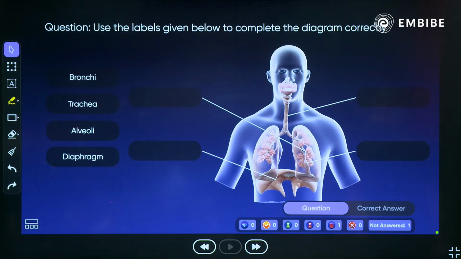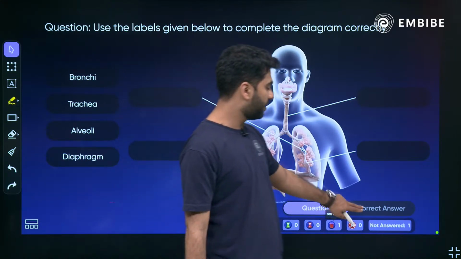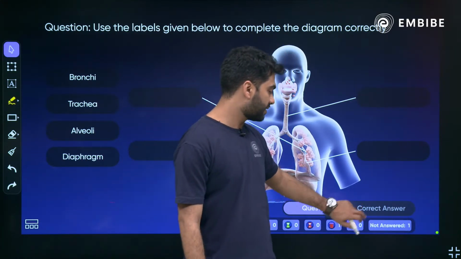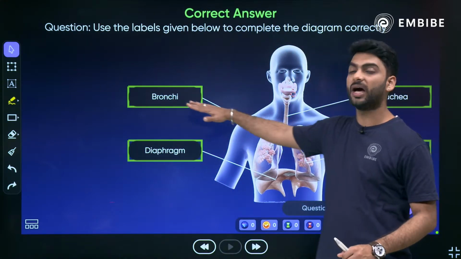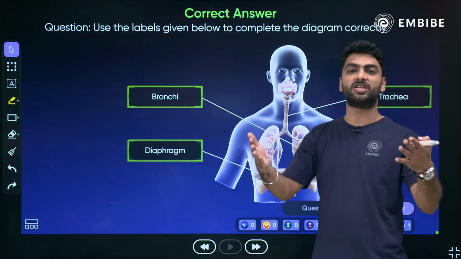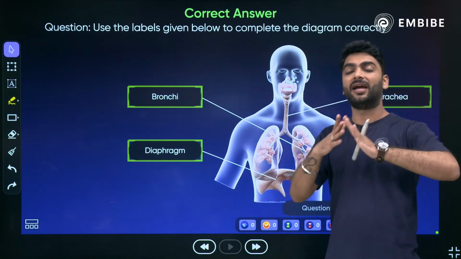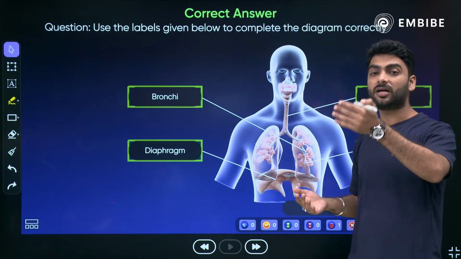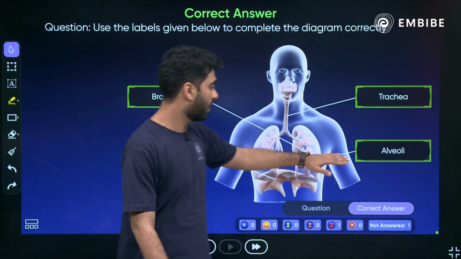Very good. So, we have got Sarvesh who has not got it right, but never mind. Let us look at the correct answer. The correct answer will be that this is my bronchi. You know that bronchus divides into bronchioles, which divide into primary, secondary, tertiary bronchioles, and they end up into cloud-like, sac-like structures called the alveoli.